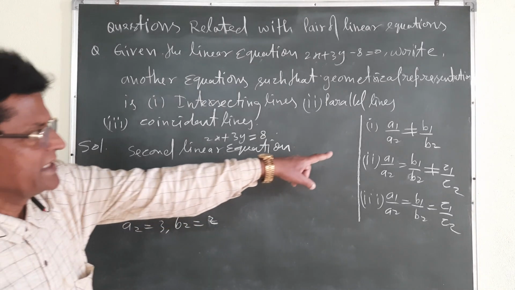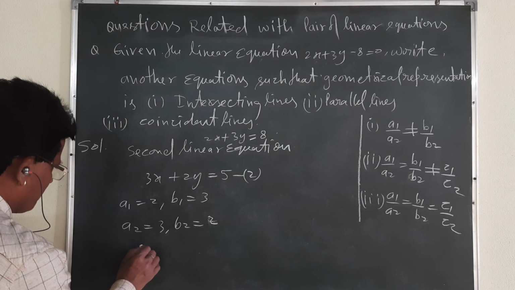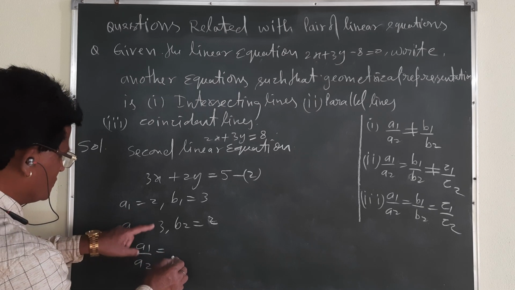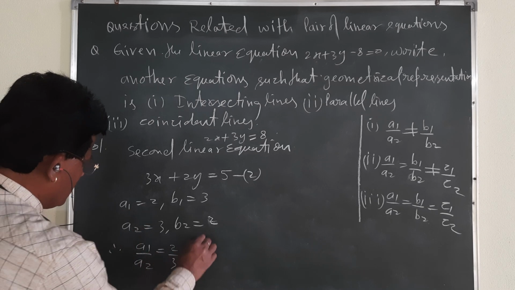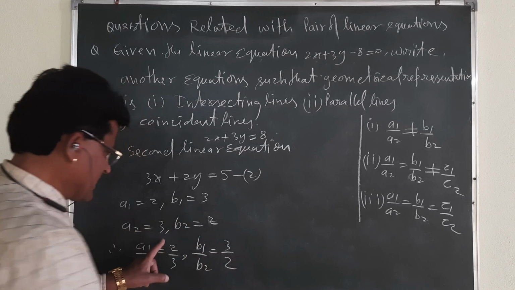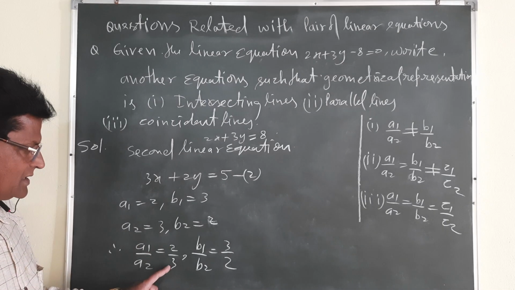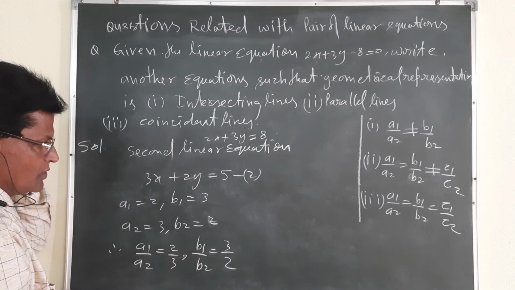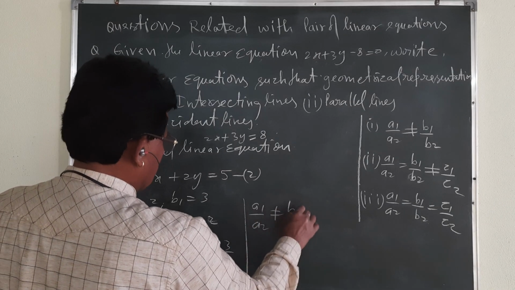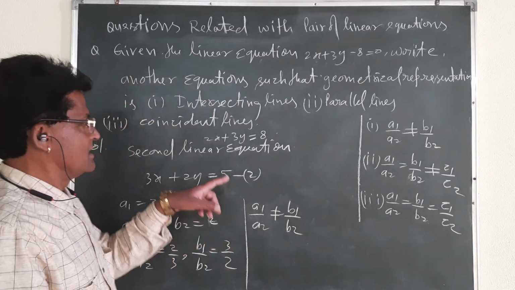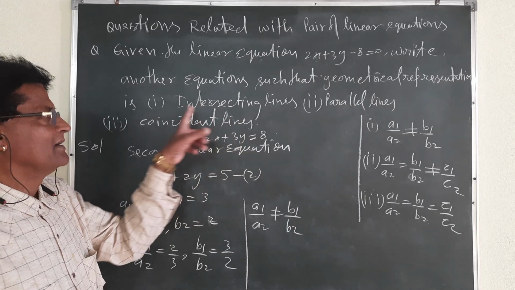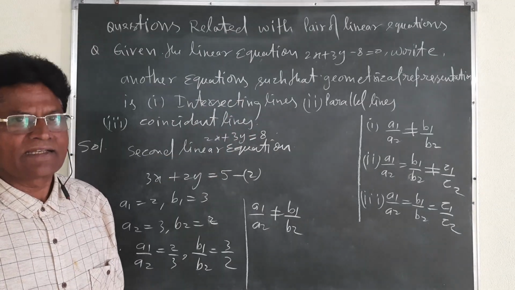Okay, similar kind of thing which I have given over here. Find the value of a1 upon a2, which is 2 by 3, and b1 upon b2, tell me, is 3 by 2. Are they equal? a1 upon a2 is equal to 2 by 3, b1 upon b2 is equal to 3 by 2. They are not equal. That is why a1 upon a2 does not equal b1 upon b2. So this given equation and the equation we have given have intersecting lines. They will intersect each other.